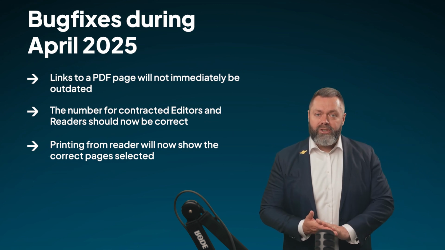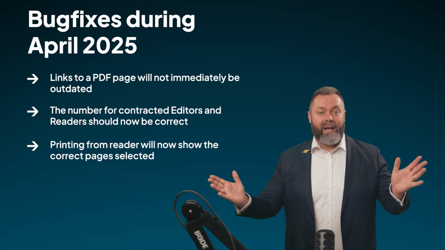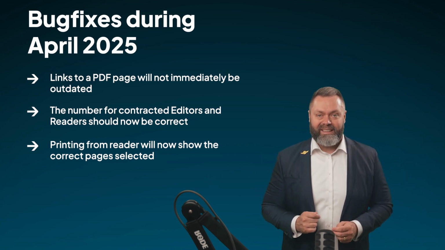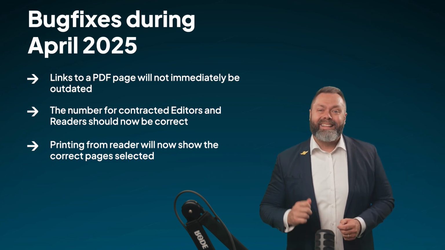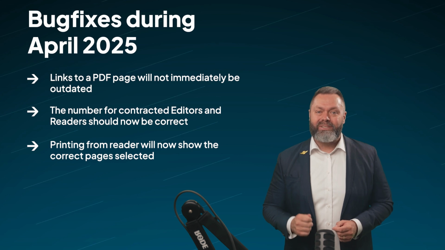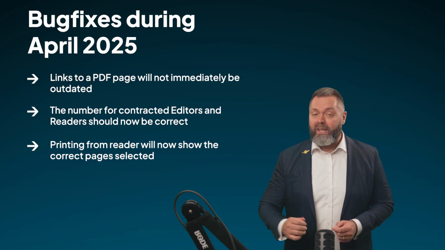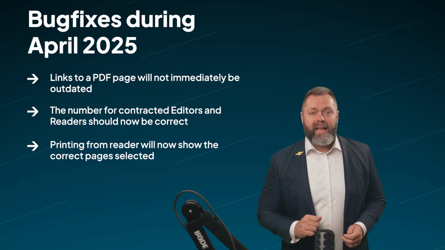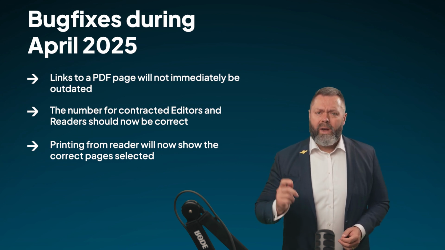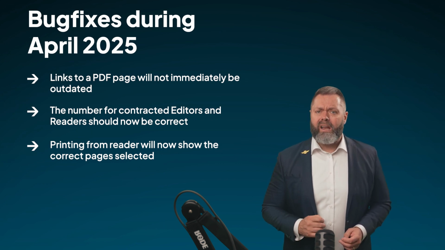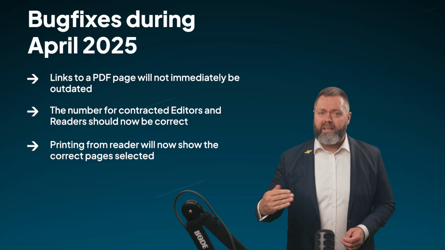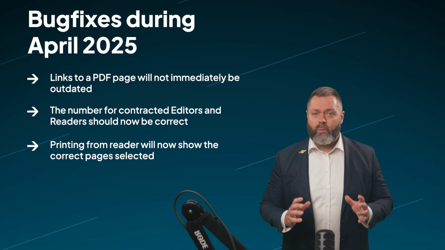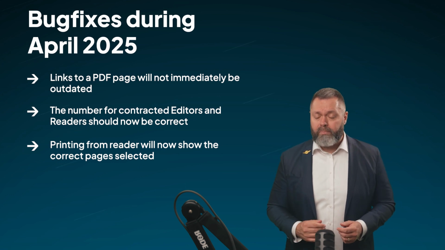That is no longer an issue, so it won't be outdated the instant that you create it. Good things, right? The number for contracted editors and readers should now be correct when you're looking at it as an admin. So that's a good thing as well. And last of the bug fixes, when printing from the reader, the print dialog should now display the correct amount of pages selected and not just one after the browser's back button was used.